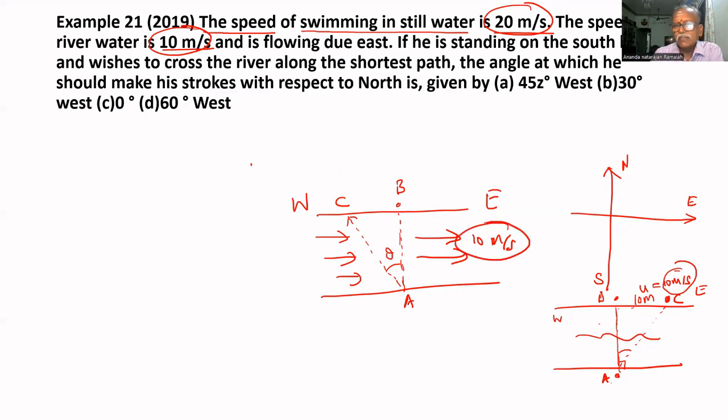For this river speed of 10 meters per second and his speed of 20 meters per second, what should be the angle to make it the shortest path? That is the question. Here, we know that he is traveling along some inclined path, so this can be resolved into two components. Let us assume that his speed is V and the river speed is U. U equal to 10 meters per second, and V equal to 20 meters per second.